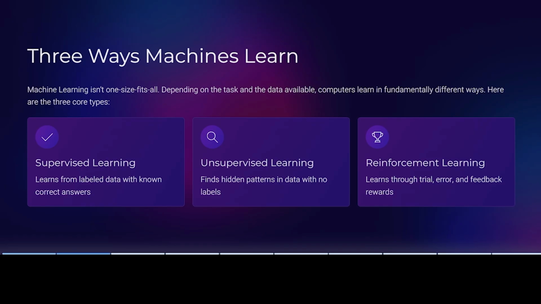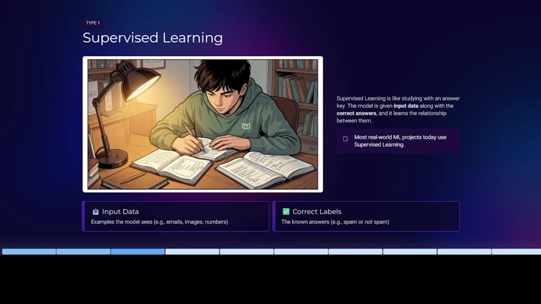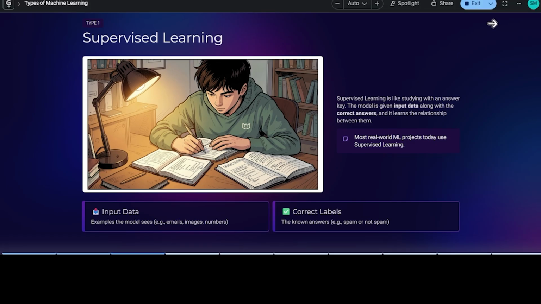Let's look at each one in a detailed way so that you are more familiar with them. First, supervised learning. I already explained it in the previous video, but now let me explain it again. Imagine your teacher gives you 100 math questions along with the correct answers. After practicing enough examples, you learn how to solve new questions on your own. That's exactly how supervised learning works.